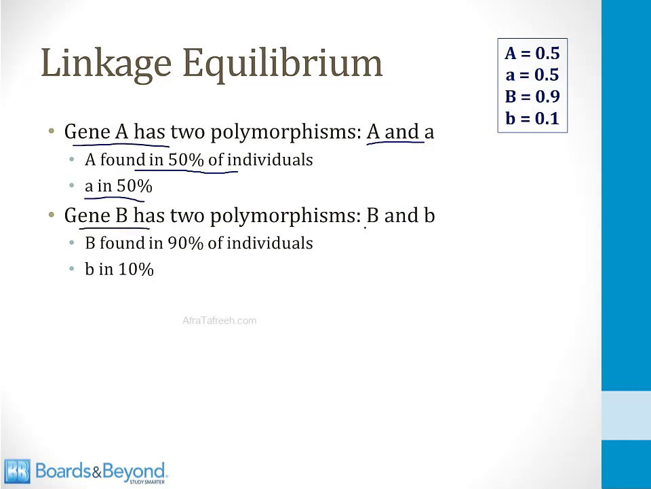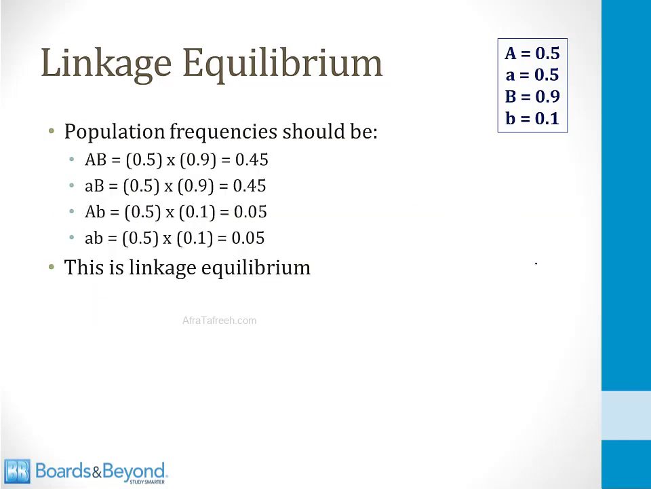It can exist as a capital B or lower b allele. Let's assume big B is found in 90% of individuals and little b in the other 10%. And I've listed these numbers at the top of the screen here to remind you what they are. Once we know the percentage of individuals with each of the different alleles of the A and B genes, we can then determine what the population frequencies should be for mixtures of those different alleles.